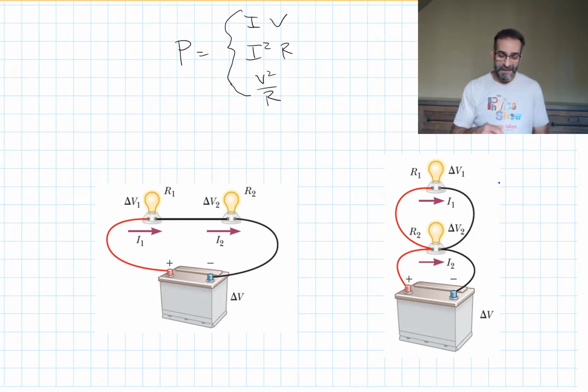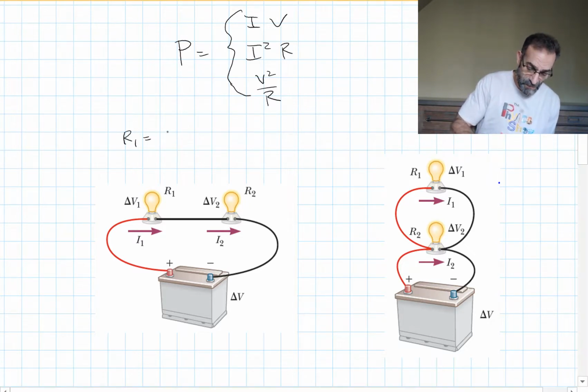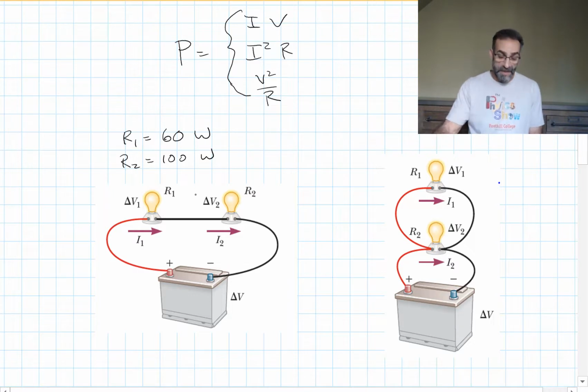Let's say light bulb 1 here is a 60-watt light bulb, and light bulb 2 is a 100 watt light bulb. If we hook them up in series, like I show on the left, which one will be brighter? And how much power will each one dissipate?